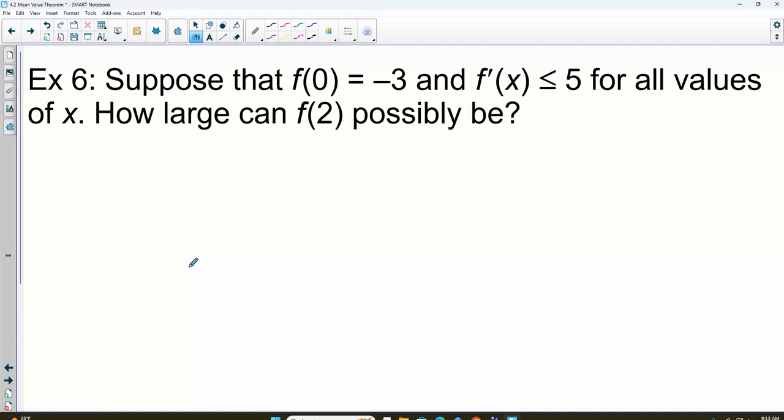All right, let's look at this one. Suppose f of 0 is equal to -3 and f prime of x is less than or equal to 5 for all the values of x. How large can f of 2 possibly be? I should have added in here, assume f of x is a polynomial. So that means we can use the mean value theorem.